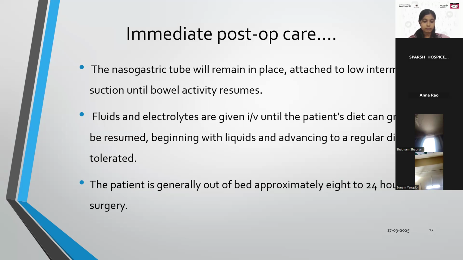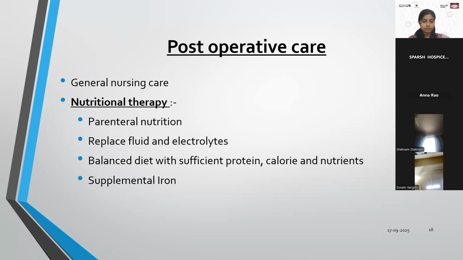Next, ma'am. Patient may be having a nasogastric tube in place, and it may be attached to low intermittent suction, or you may have to do manual suction, till the activity of the bowel moves normally.